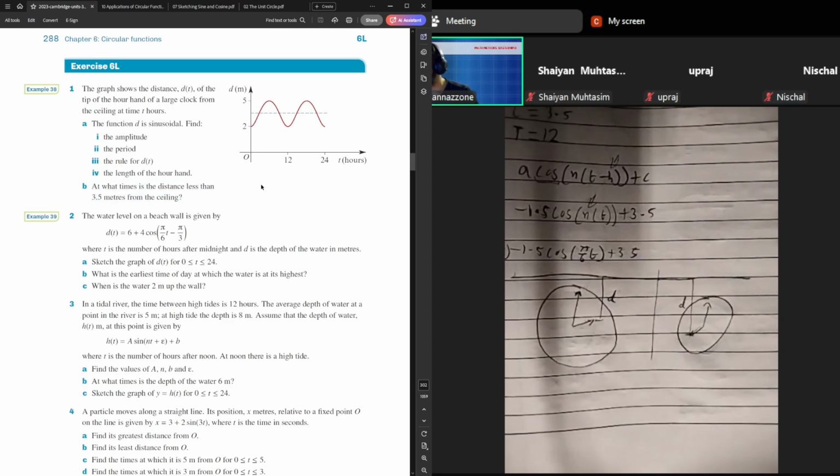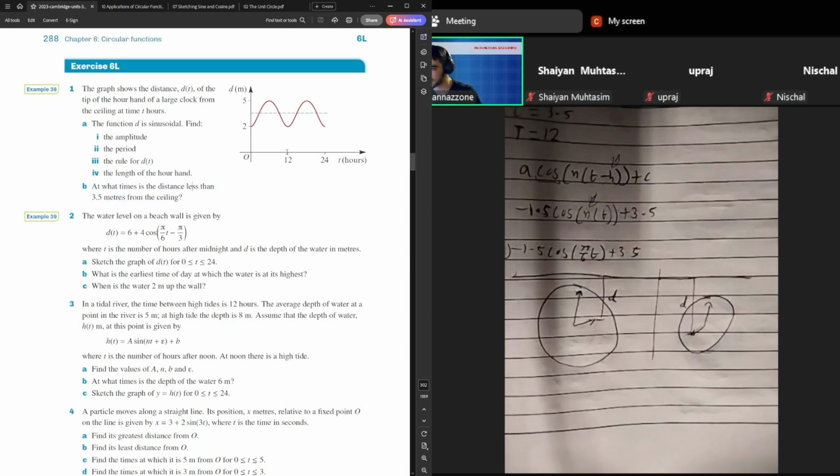Okay, and then part B is a pretty classic, just sort of whatever question. At what times is the distance less than 3.5 meters from the ceiling? So you have your graph here. This is less application, it's more solving circular functions. But we'll still do it anyway. Any thoughts on, even if we don't solve it, how would you go about doing part B?